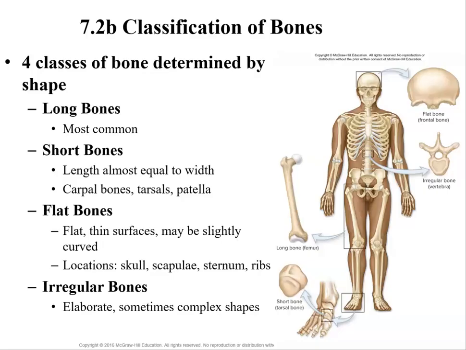And then you've got some irregular bones in your body that make elaborate and complex shapes. You will see some of those in the facial bones, in the base of the cranium. That's primarily where you're going to see irregular bones.